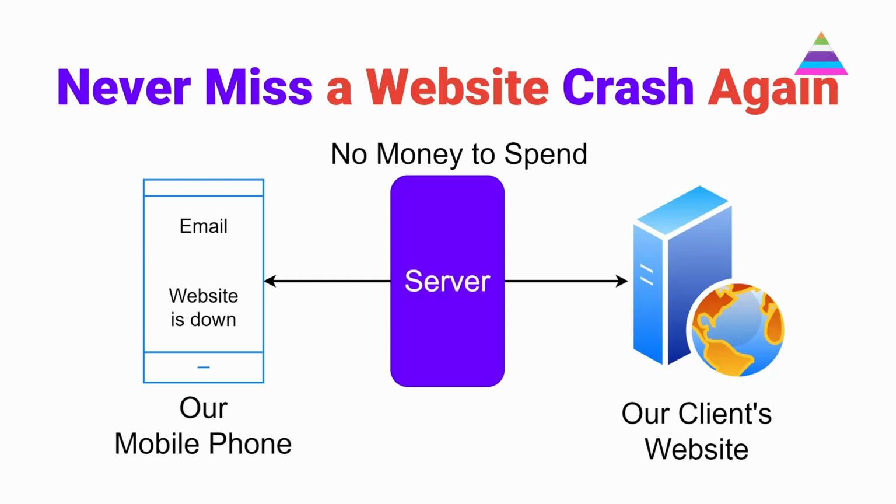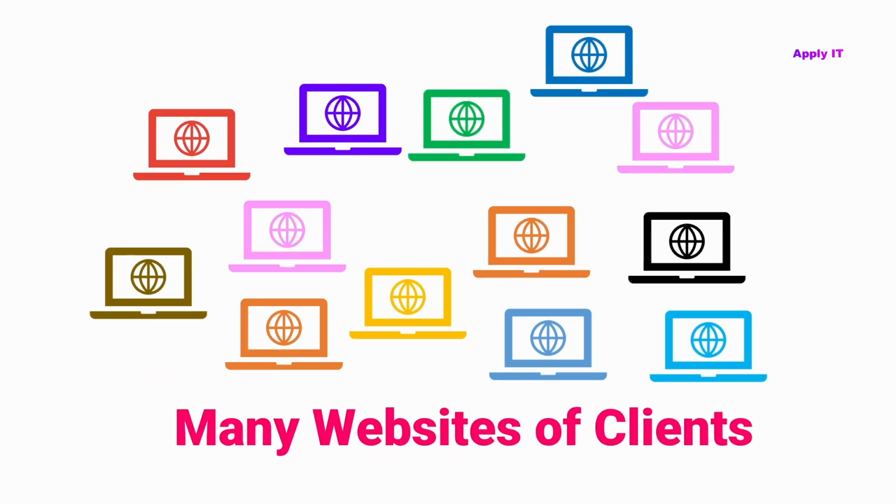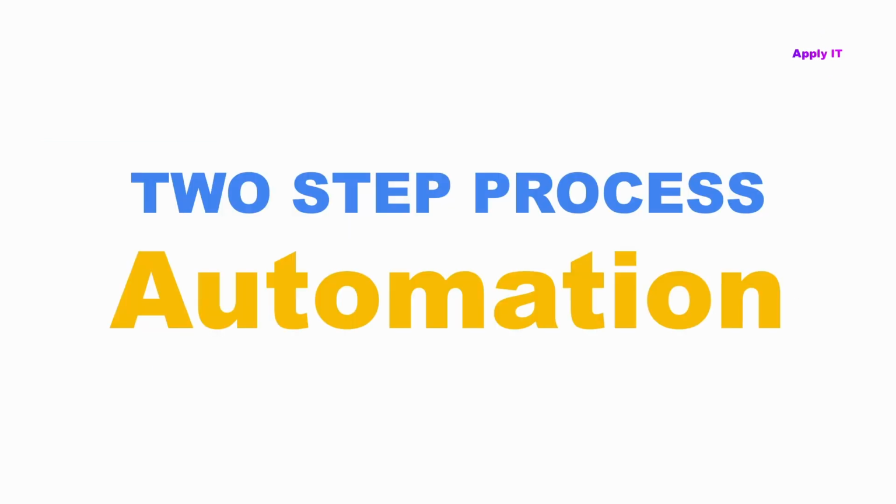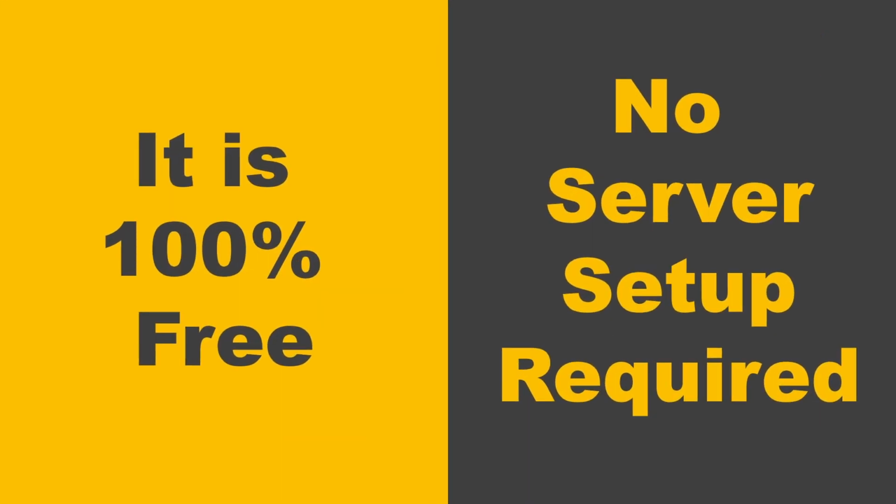Have you ever wondered how you can know automatically when your client's website goes down? If you have many clients and you manage many websites, then opening a browser every morning and checking each website manually is time consuming. In this video, we are going to learn a two-step automation to receive an email notification early in the morning when a website is down. This solution is 100% free and no server setup is required.